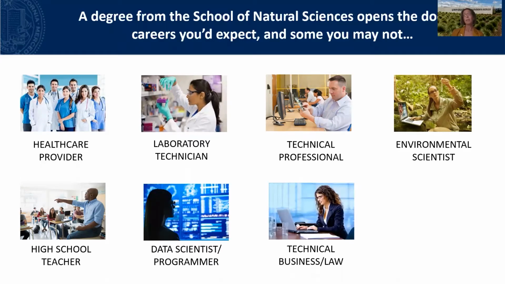A couple other things you might not think of as natural sciences are things like becoming a data scientist or a programmer. A lot of our work in our chemistry department, our physics department, as well as applied math, really prepare people well for data science jobs. And any of these degrees can give you the technical background that you need to go on to think about doing technical applications in business or law. Say working for a pharmaceutical company, working for a patent attorney, any of those kinds of things.